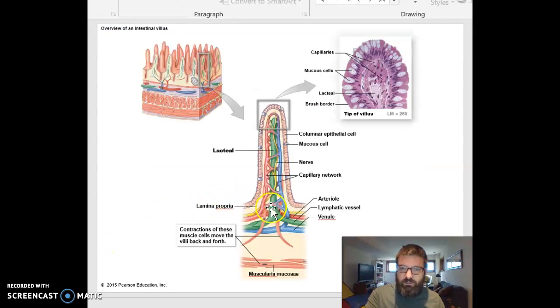And so if you see, this is a villus, you can see the lacteal and the blood capillaries. And if you see these, they almost look like they have a fuzz on the outside of them. Looks like it could be cilia, but it's not cilia. They don't move. They're just there for surface area. They are the brush border.